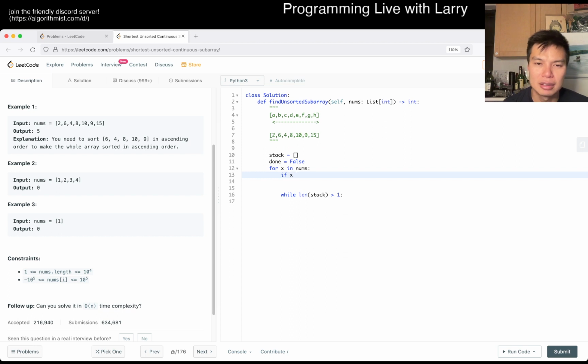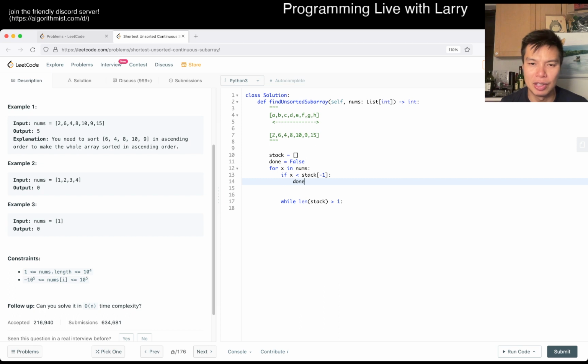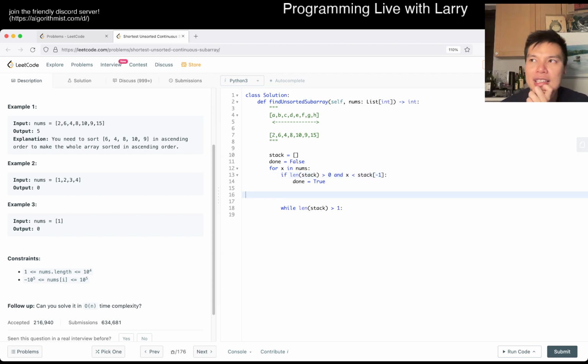x is less than the last number on the stack, then done is equal to true, right? And of course, length of stack is greater than 0. I forgot to write the word and. Okay. Right?